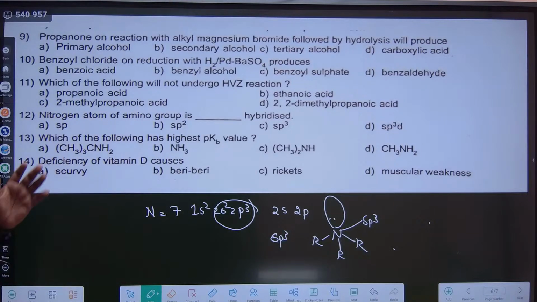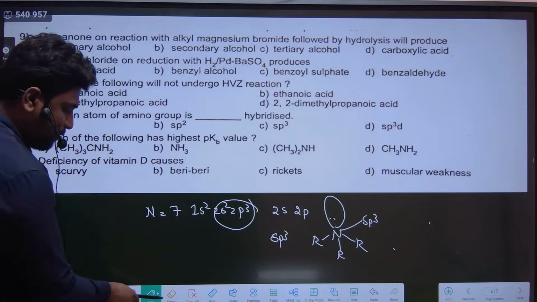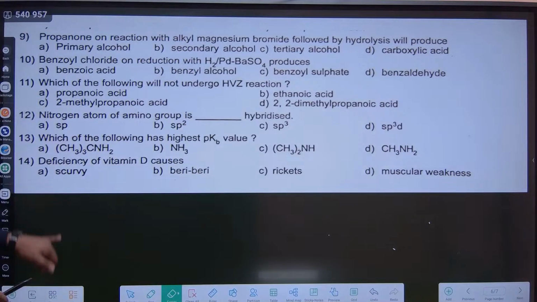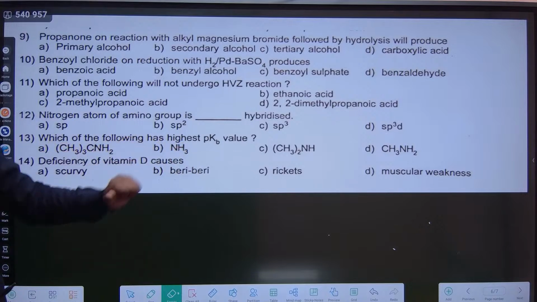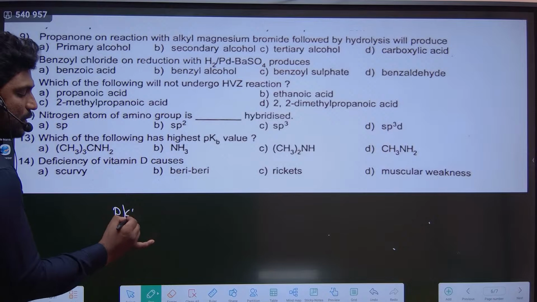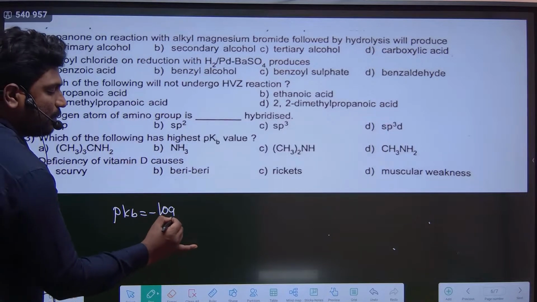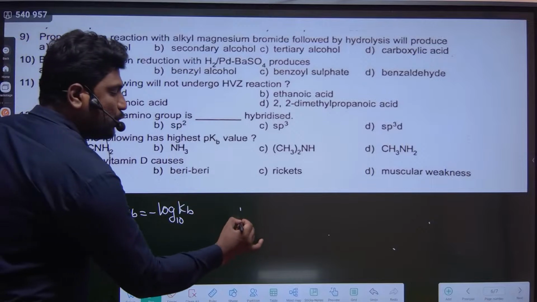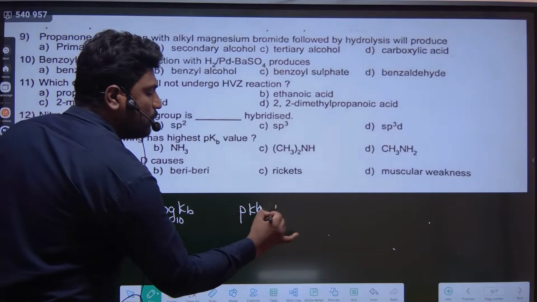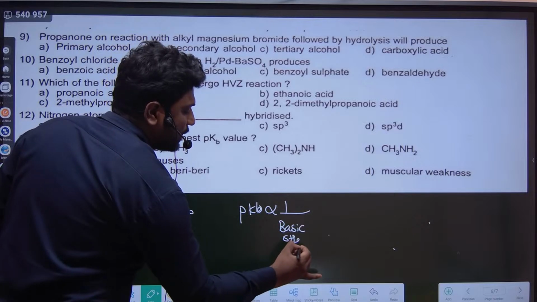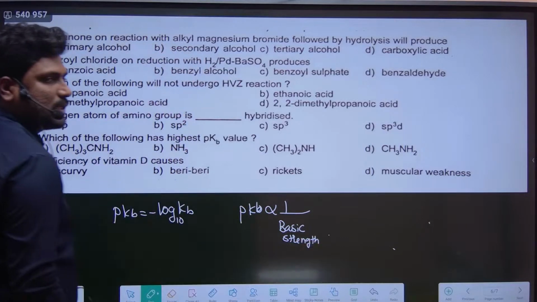The 13th question also belongs to the amines chapter, where the question is based on basicity. You can check the question. Which of the following has the highest pKb value? See, pKb value is nothing but the negative logarithm to the base 10 of the dissociation constant of a weak base. So pKb value is inversely proportional to the basic strength of the amine. Higher the pKb value, lower is the basic strength.